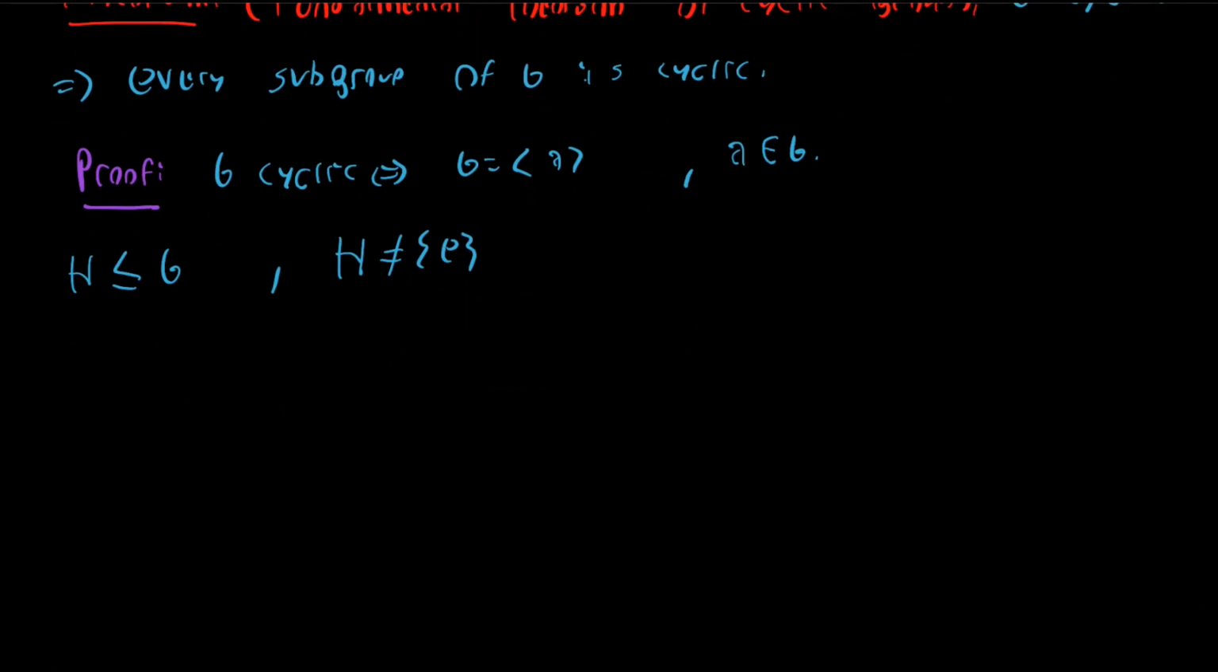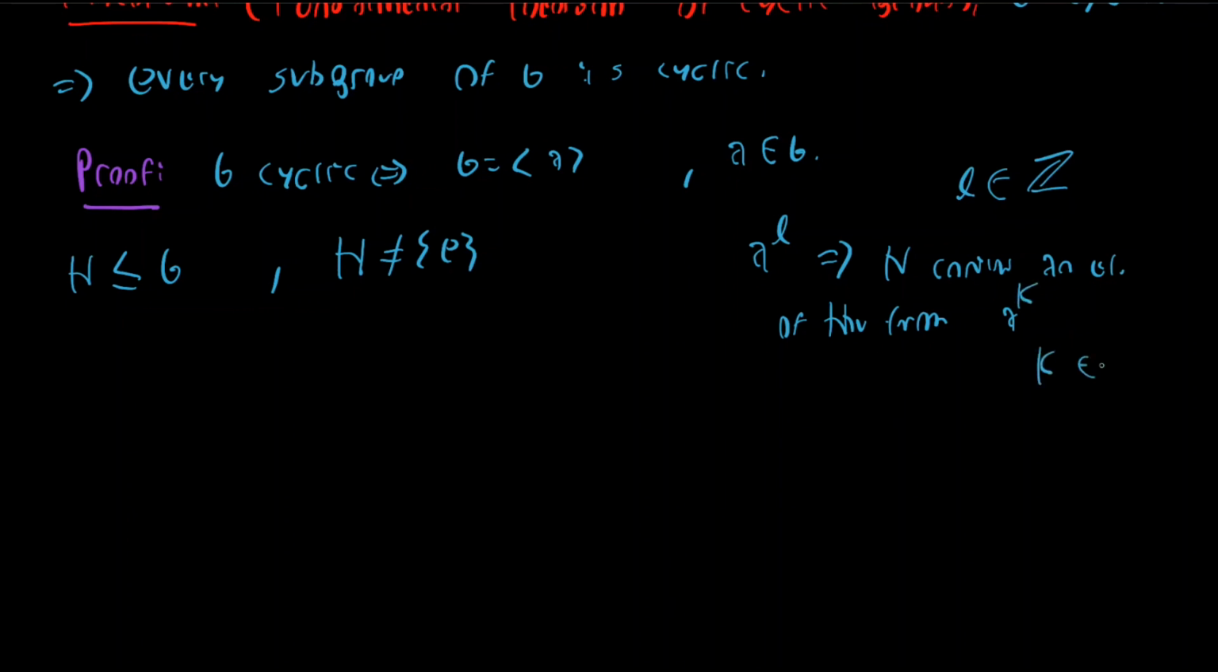So in other words, there is at least one element in H that is not the identity. All elements of G are of the form a to the l, where l is an integer. So, H being a group containing an element different than the identity, and being a subgroup of G, H contains at least an element of the form a to the k, where k is a positive integer.